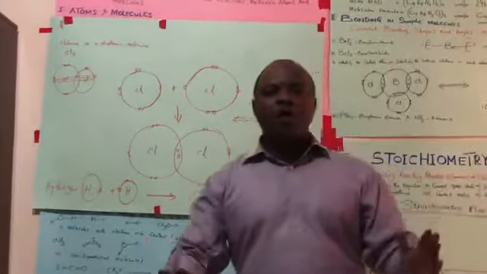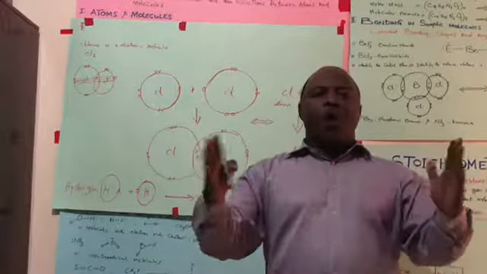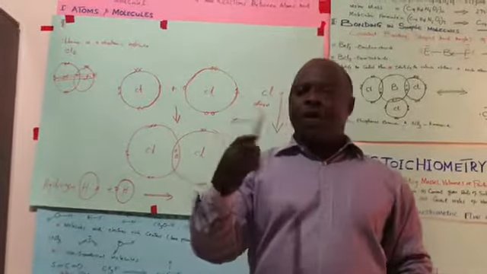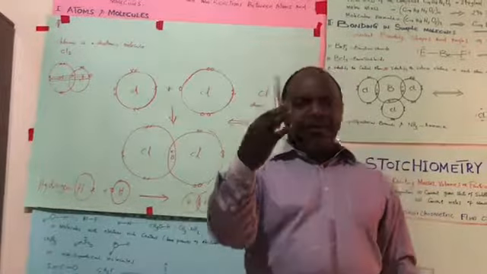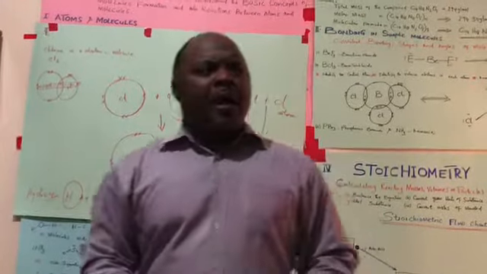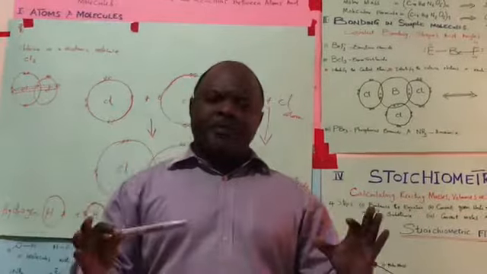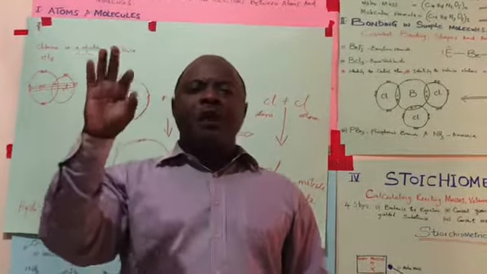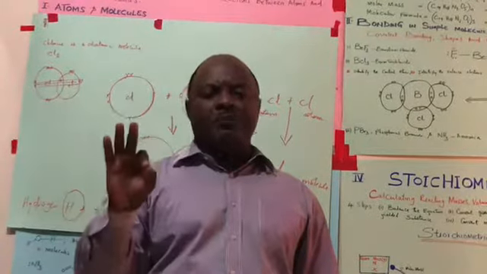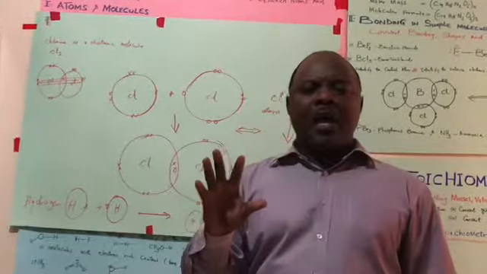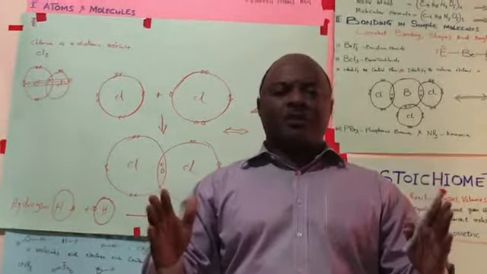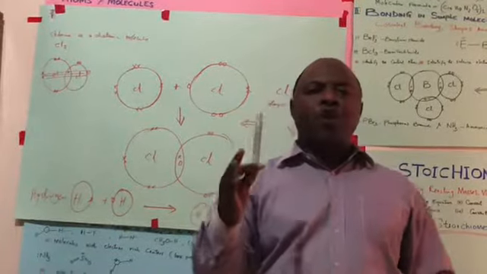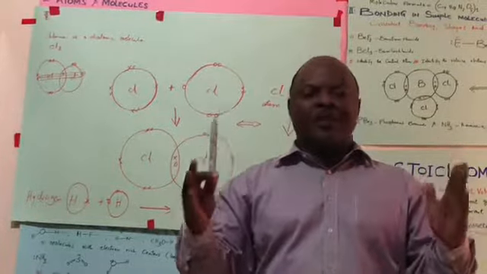Therefore, for an atom to be stable, it must combine with one other atom, or its own kind of atom, to form what we call a molecule. Take, for example, chlorine. Chlorine is a member of the group 7 elements. Group 7 elements have 7 valence electrons in the outermost shell. These 7 electrons make chlorine not stable. For this reason, chlorine needs one extra electron to complete its octet of electrons.